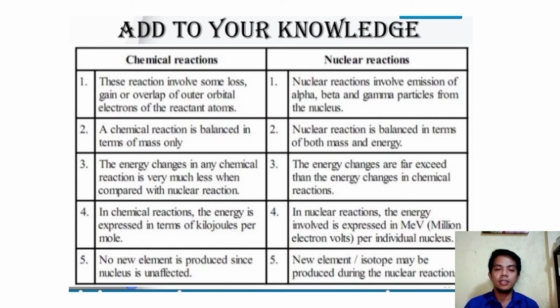So before I end this presentation, I want you all to familiarize yourselves with the difference between chemical reactions and nuclear reactions. Chemical reactions involve some loss, gain, or overlap of outer orbital electrons of the reactant atoms, while nuclear reactions involve emission of alpha, beta, and gamma particles from the nucleus. The chemical reaction is balanced in terms of mass only, while the nuclear reaction is balanced in terms of both mass and energy.